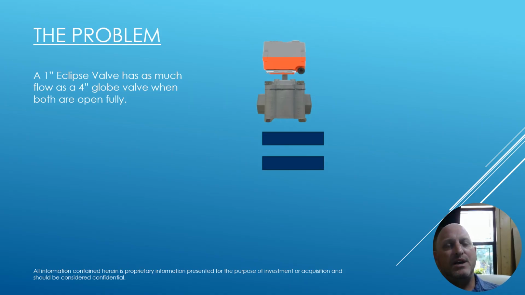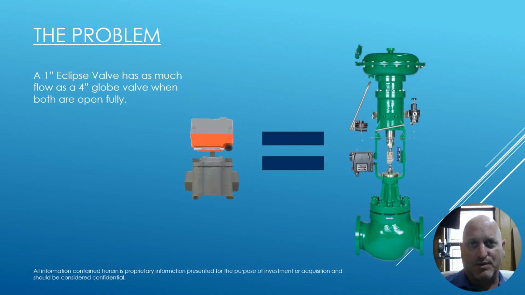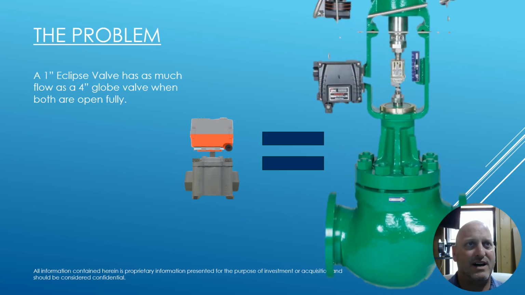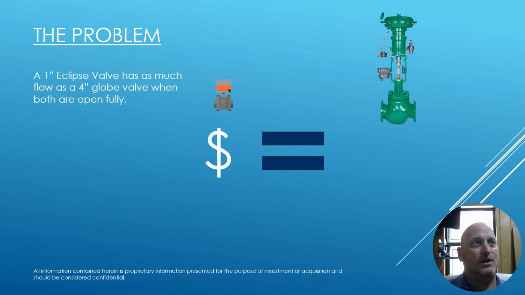So being a full bore valve, P1 is equal to P2. If we look at this in comparison to a 4-inch globe valve, we know that the pressure drop inherent in a globe valve is not equal to that of an Eclipse valve. This is a 100% full bore, and it actually acts like a full piece of pipe when it's open full. So the flow from a 1-inch Eclipse valve can equal the flow of a 4-inch globe valve.